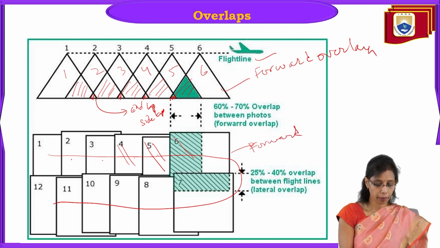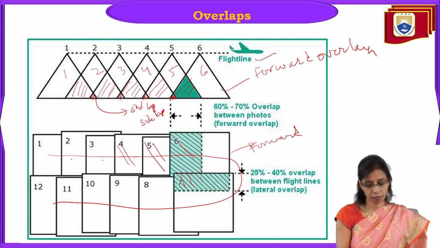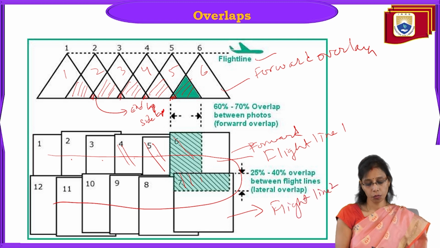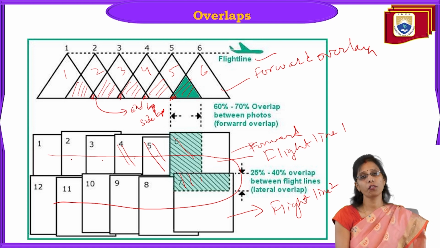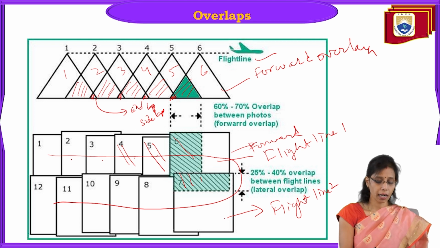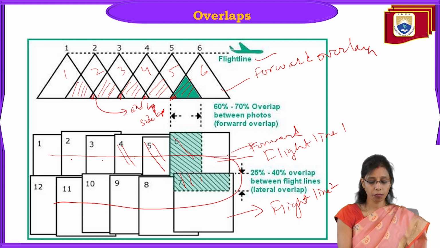Again, going back, this is the side lap. As we discussed in the previous slide, this is between the flight lines. So this is flight line 1 and this is flight line 2. Between flight line 1 and flight line 2, this kind of overlap we call end lap and side lap. And the overlap in a sequence of photos in a forward direction is called forward overlap.